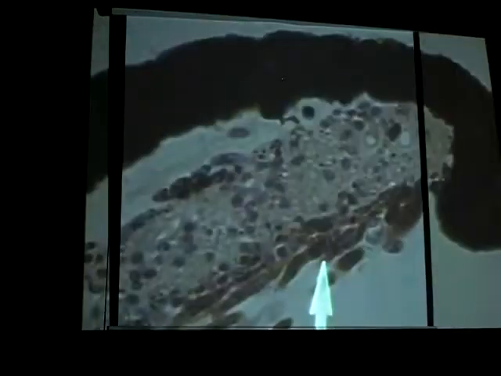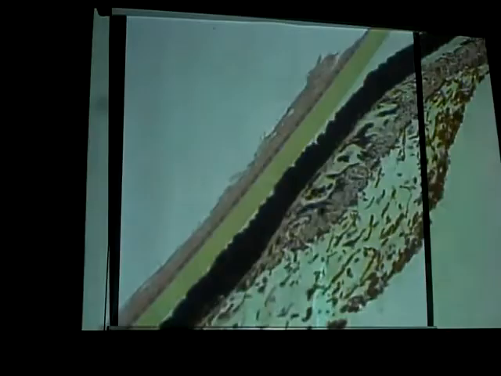Alright, so this is our iris here. There's a muscle found in the iris called your sphincter pupillae muscle. This is at high power. We just see this little piece of smooth muscle here, and it's better seen, I think, at medium power. That's your sphincter pupillae muscle.